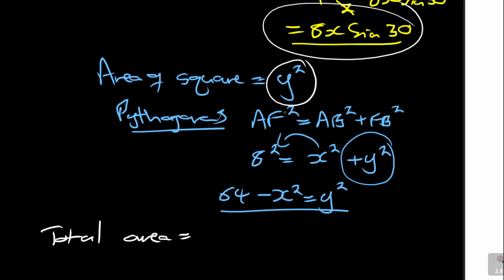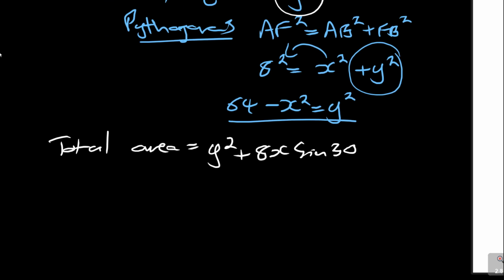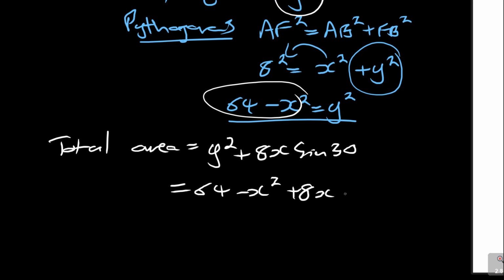We are going to add that, but we know our y squared. So it's y squared plus 8x sin 30. See, that is the total area. But what is your y squared? This is our y squared, which is equal to 64 minus x squared, plus 8x sin 30. I agree with me.